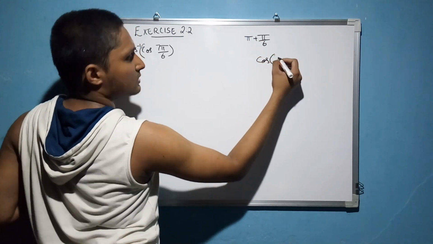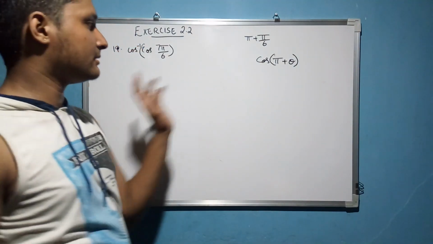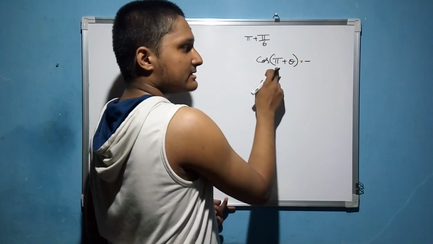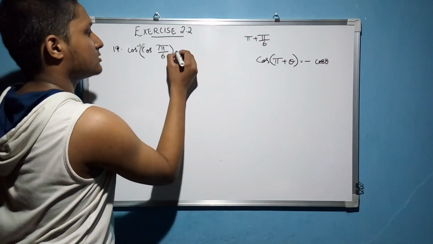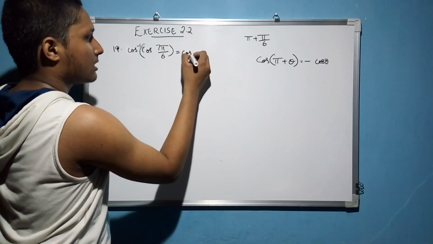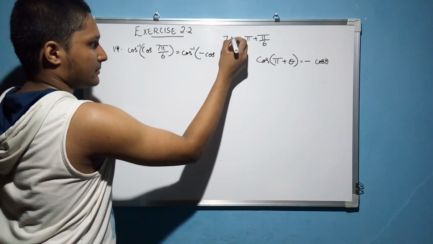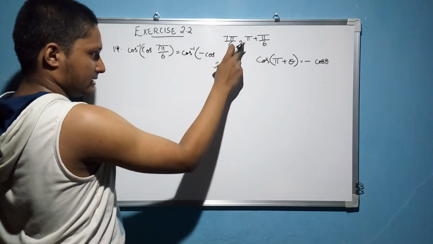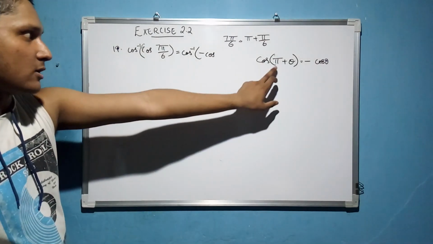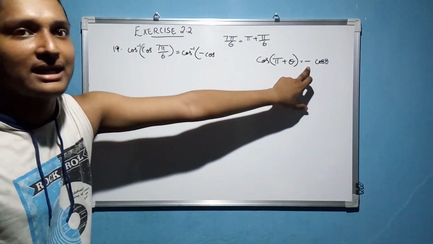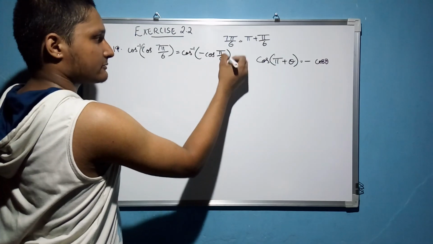So what will be cos of pi plus theta? Since it is going to the third quadrant, we are going to get a negative sign. Since it is pi, I am getting cos theta itself. So now this is going to be cos inverse of minus cos. Since this is 7 pi by 6, I can write it in the form of cos of pi plus theta. At last I am landing up at minus cos theta. Theta is pi by 6.